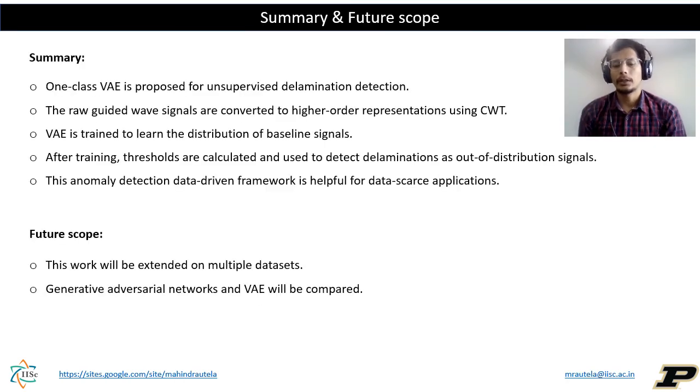So in summary, we have shown variational autoencoders and their application to learn the distribution of baseline signals. We have shown how this framework fits very well with data-scarce applications where limited damage scenarios are available to us. As a part of our future work, we will be deploying VAE on multiple data sets, and we are looking into generative adversarial networks and comparing them with variational autoencoders. So thank you, and questions.